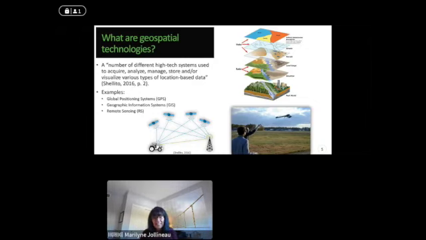And then lastly, the bottom right graphic is an example of an RPAS system. Some people call these drones being launched, and that's a form of remote sensing. I would argue that remote sensing is probably the least well understood of all of the technologies, but it's my personal favorite. I think it's really cool technology.